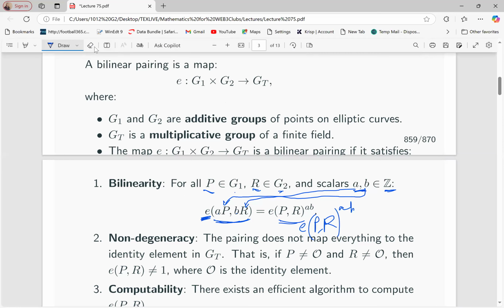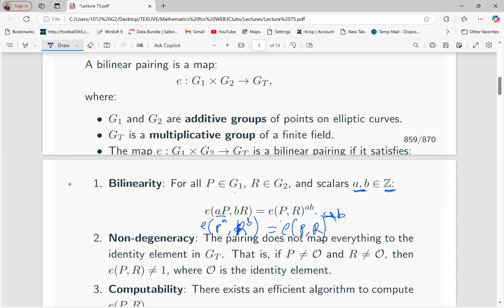Now, if you read some books, you'll find it expressed a bit differently, but they mean the same thing. Because if you read some books, you find it expressed this way, that E maps P raised to A, no, R raised to that, as E(P,R)^(AB). So it means the same thing.